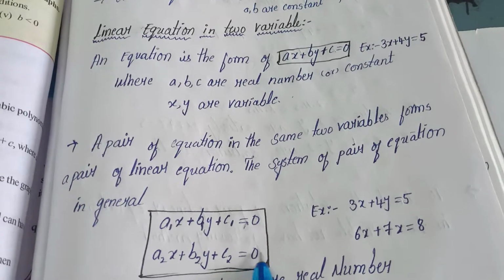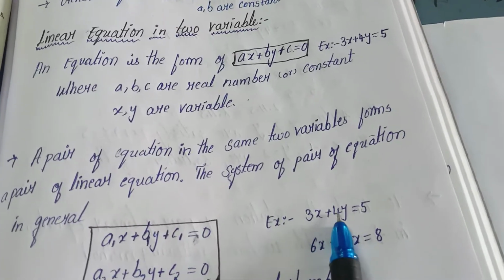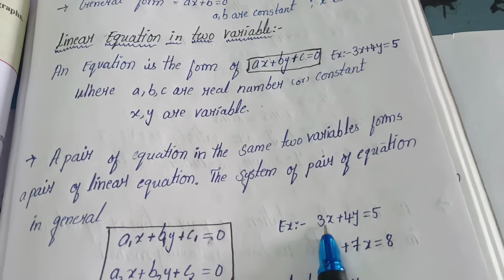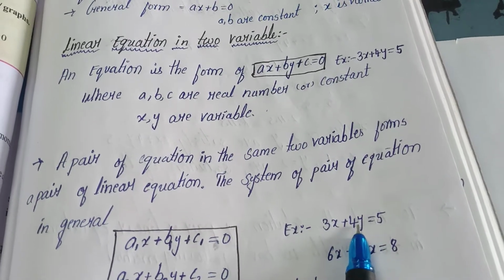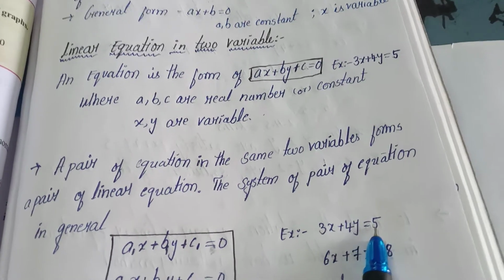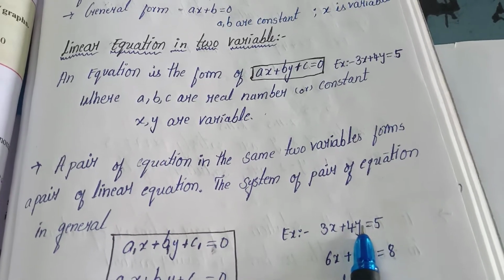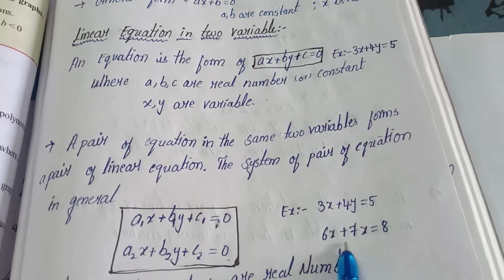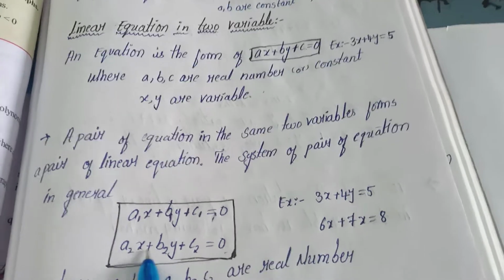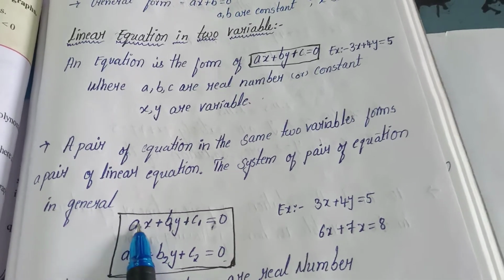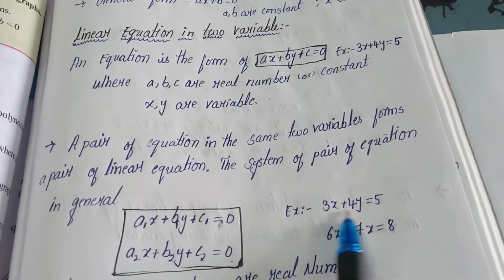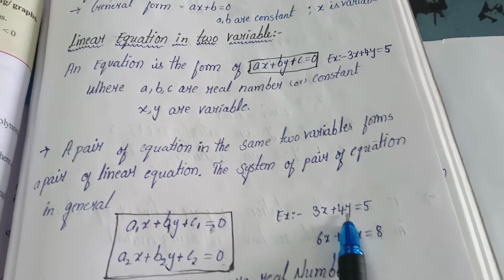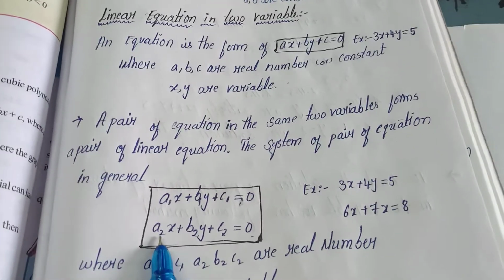To understand this general form, I am taking an example: 3x plus 4y equals 5. In place of a we have 3, in place of b we have 4, in place of c we have 5. Plus 5 goes to the other side and becomes minus 5, so in place of c we have minus 5. I hope you understand the general form with this example. Here a1 is 3, b1 is 4 and c1 is minus 5, because the plus 5 goes to the other side and becomes minus 5.